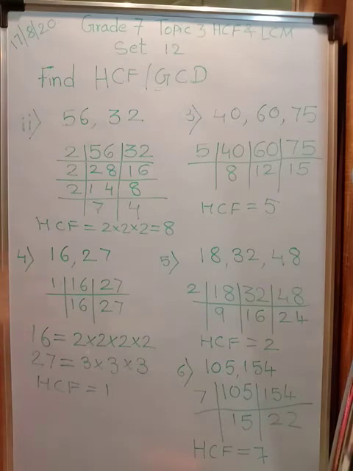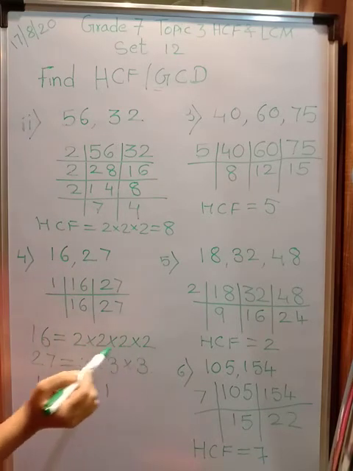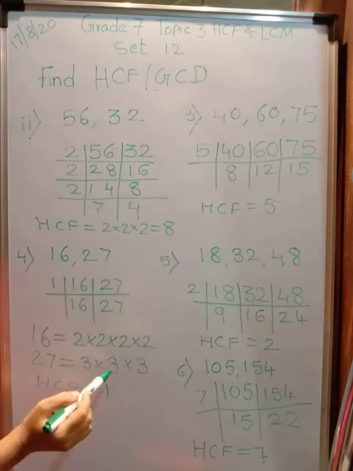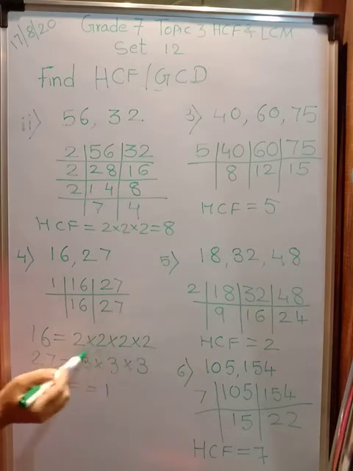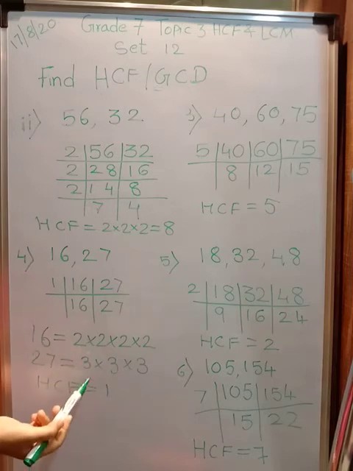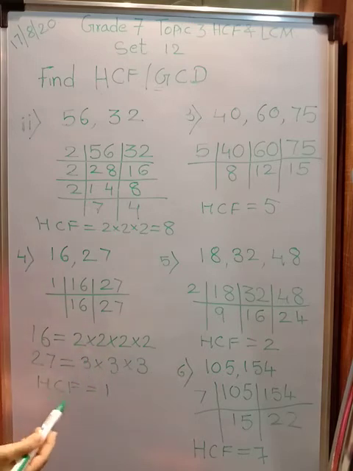An interesting example is the 4th, 16 and 27. Look, factors of 16 are what? 2 into 2 into 2 into 2. 27 is 3 into 3 into 3. Can you see anything common in both of these? No, nothing is common. If nothing is common, then HCF is always 1.